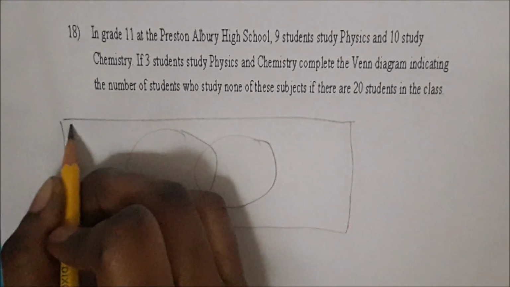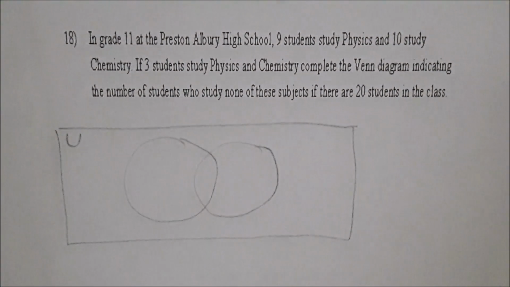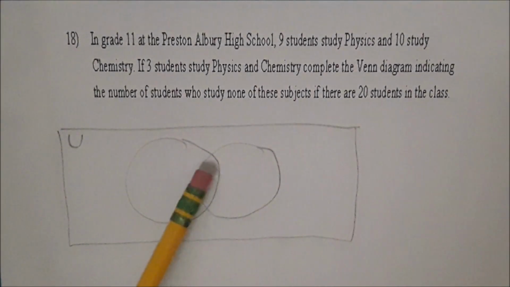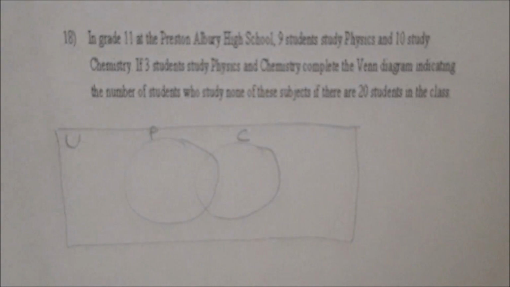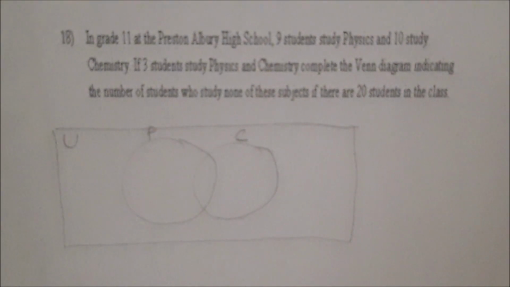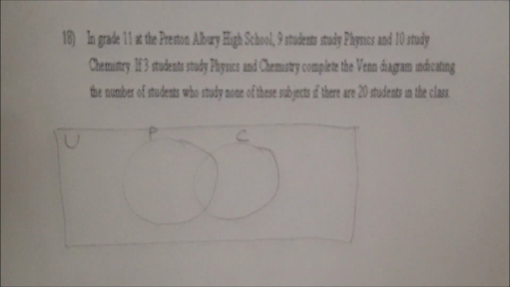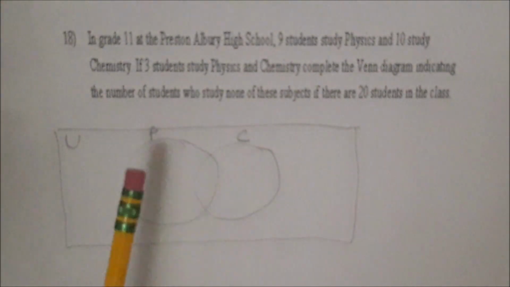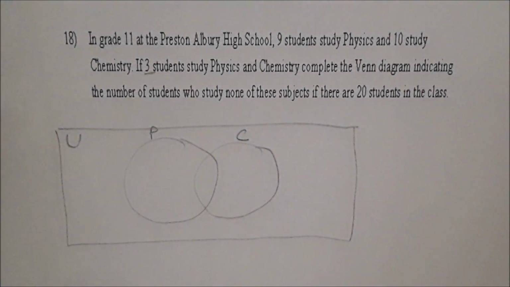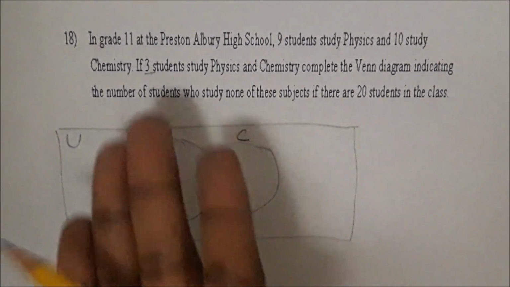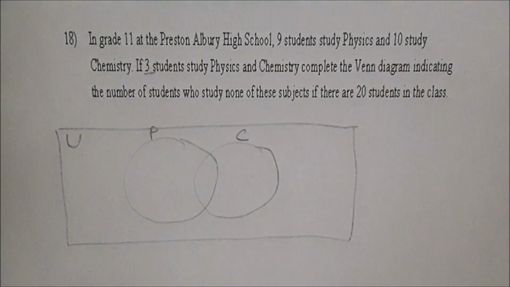Okay. U will represent our universal. Right. And we have to put the intersection. This will be those who do both physics and chemistry. Very good. Go from there now. Okay. I like to start from inside and work out. So I'm going to look at the students that do both physics and chemistry. In this case, if 3 students study physics and chemistry, so it tells us that 3 study physics and chemistry. So we're going to put 3 in here.